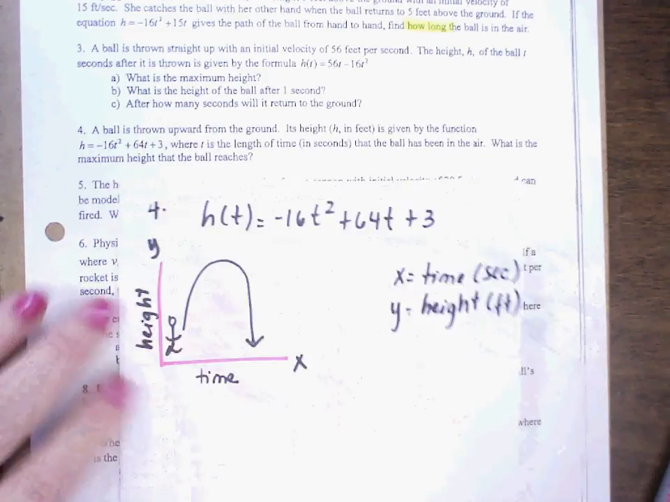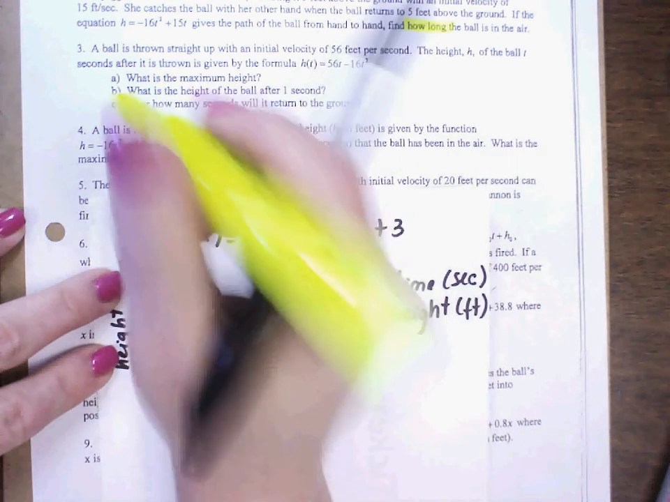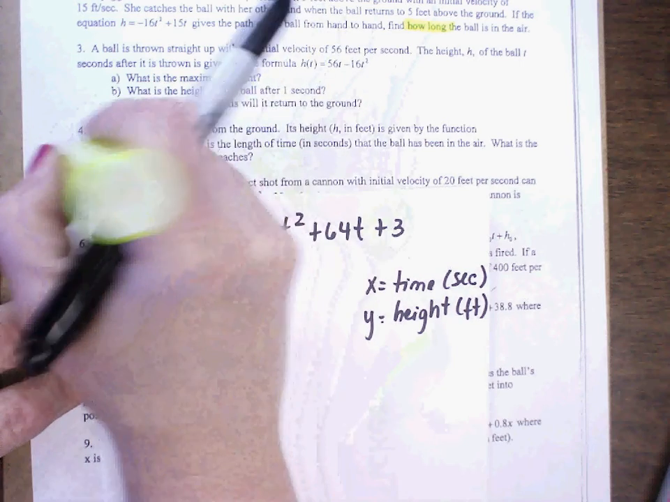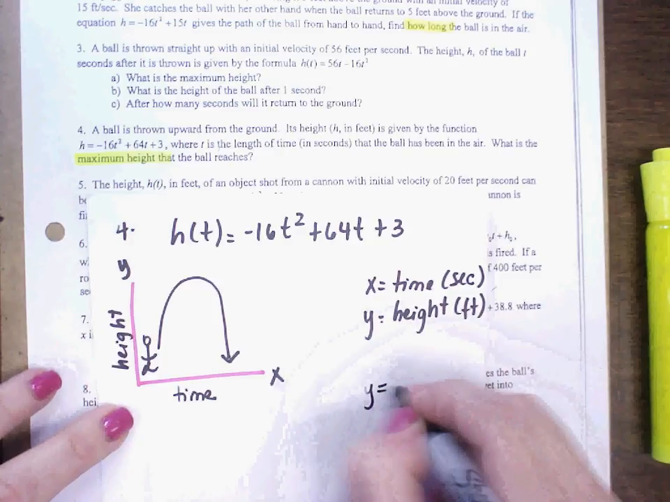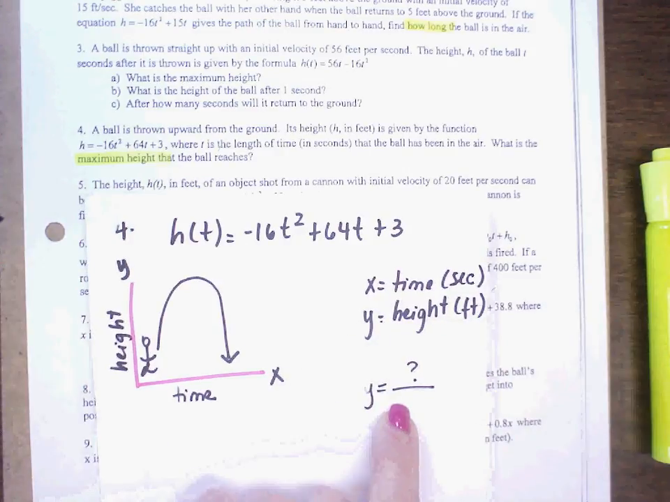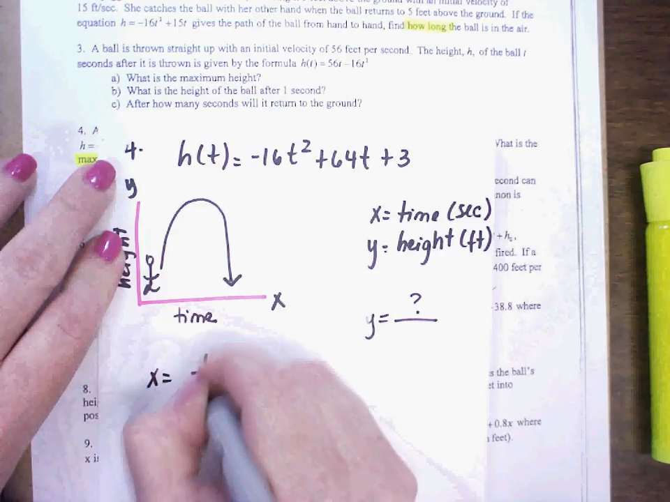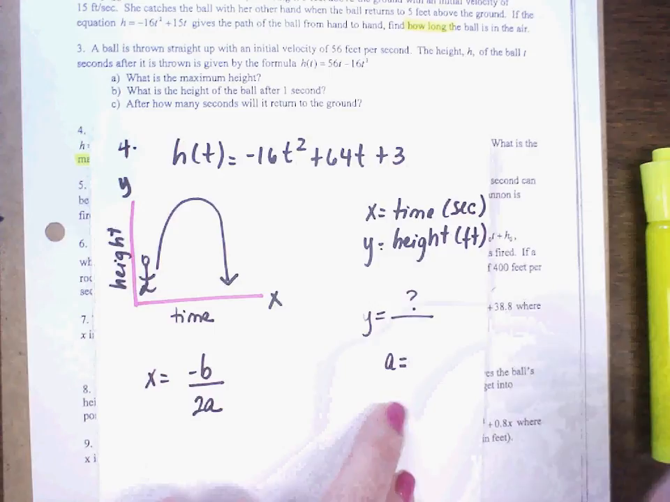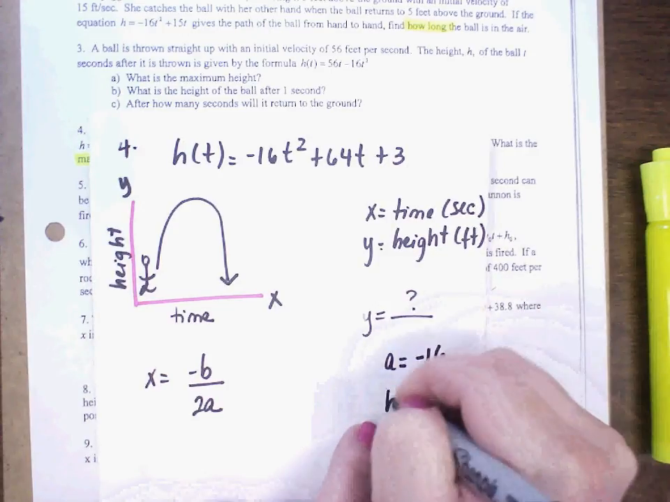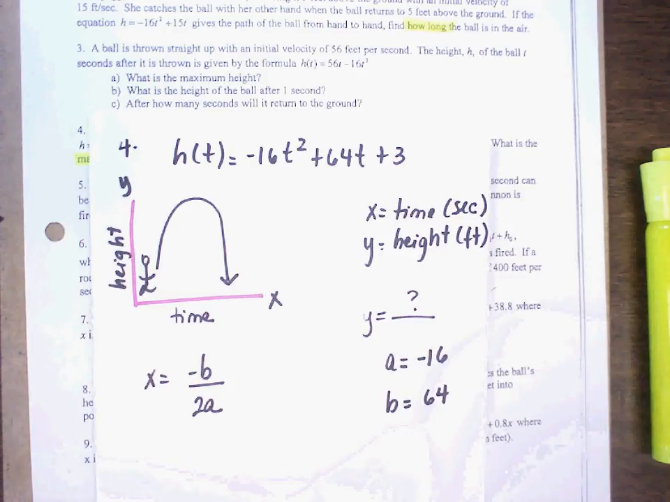Alright, so what is the maximum height? There you go. But you're looking for the height, not the time, right? So I'm going to highlight that it's the maximum height. So I'm ultimately looking for what y is at that top time, right? Which is the axis of symmetry. So x equals negative b divided by 2a. Alright, what's my quadratic term? Negative 16. What's my linear term? 64. And I know that my c is 3, but I don't really need it, right?